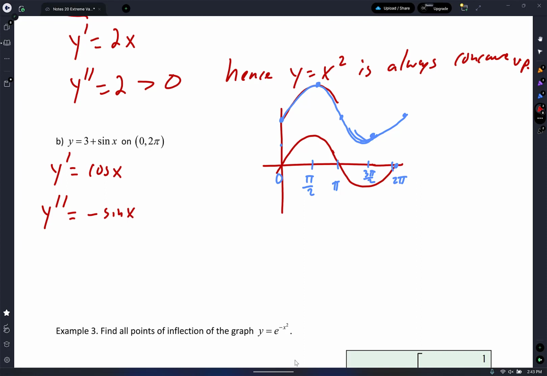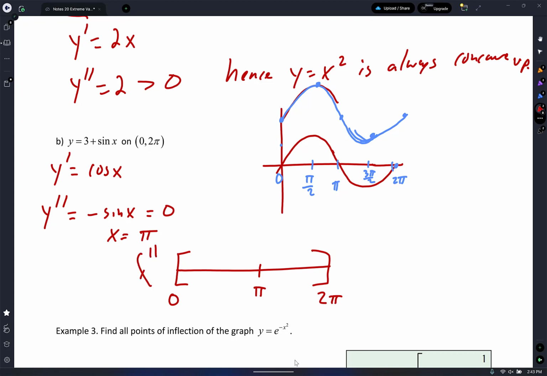How are we going to figure this out? Like this. I'm going to set this equal to 0, and I see that I only get one critical number between 0 and 2 pi. I get pi. And then here's my number line. That's 0, and here is 2 pi. And I just put pi there, because that's a closed interval. I'm going to say this is f prime prime. I'm just plotting f prime prime.